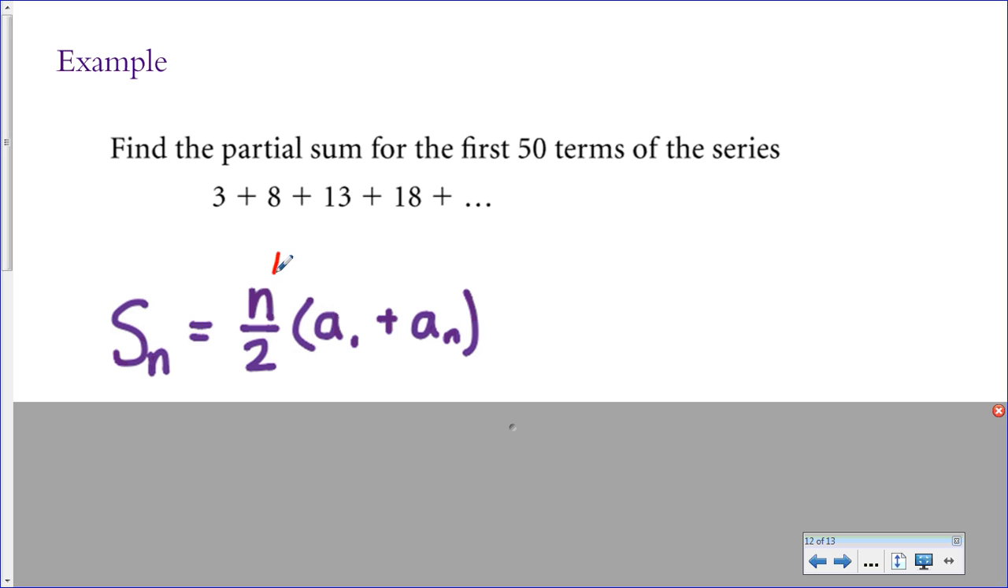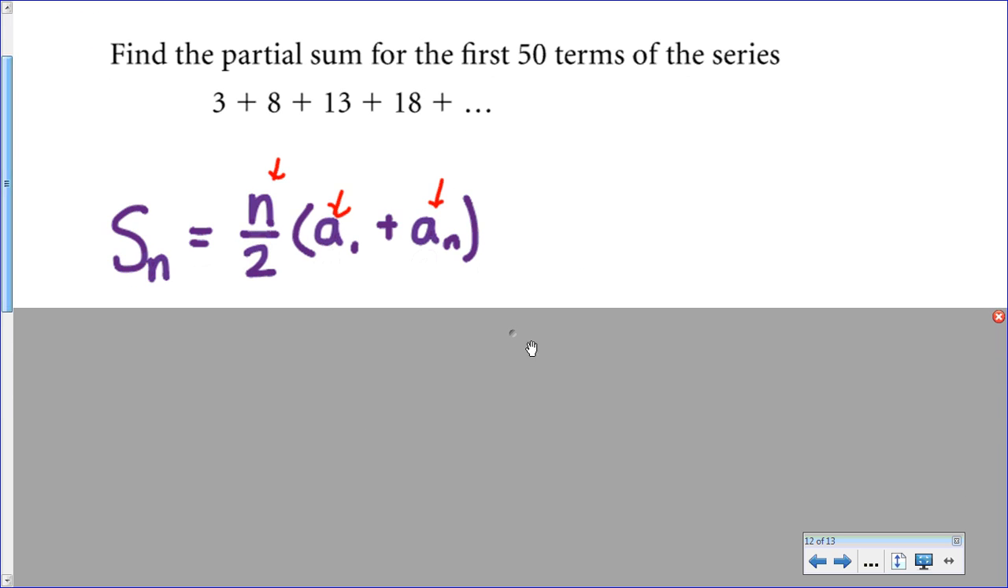So n is whatever term you're trying to find. Are you trying to find the sum of the first 50 terms? Then that's 50. The first 80 terms, that would be 80, and so on. A sub 1, we should know from our other formulas, is the first term. And A sub n is the ending term, right? It's the 50th term, or the 80th term, or whatever the term value is of the last term that you're trying to add together.